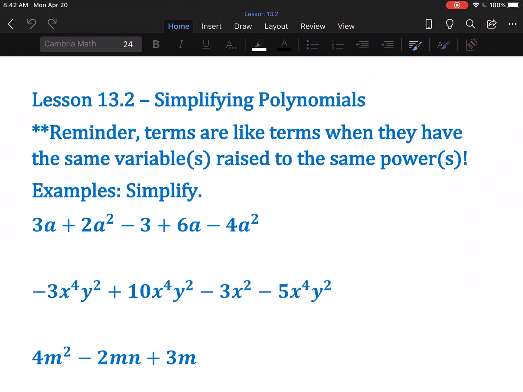Section 2 of Chapter 13 is called Simplifying Polynomials, which is basically going to be a whole bunch of combining like terms. So the key thing to remember is that terms are like terms when they have the same variables that are raised to the same powers. A and a squared are not like terms. Keep that in mind as we go.